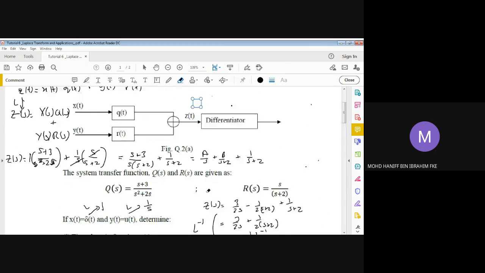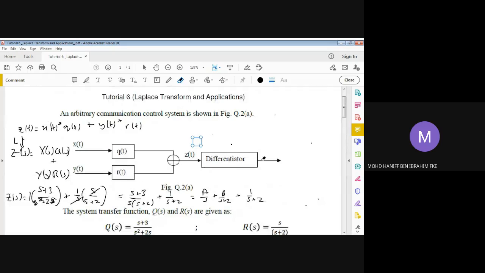Laplace transform for the differentiator output. So let us put the output here as y(t). So we need to find what should be Y(s). That should be the question. From this relationship between z(t) and y(t), we have a differentiator here. So the equation that relates both of them is y(t) equals d over dt of z(t). That is the relationship between z(t) and y(t).